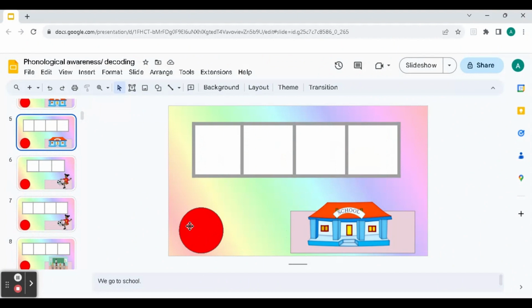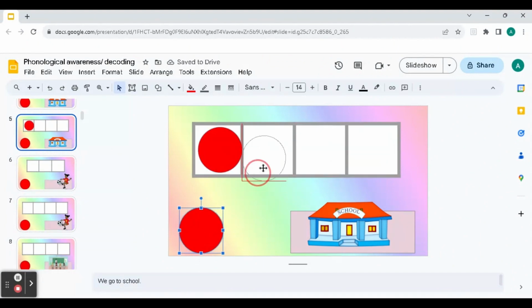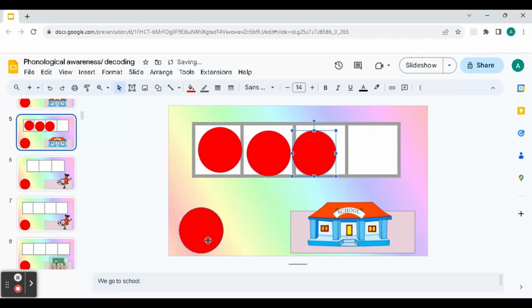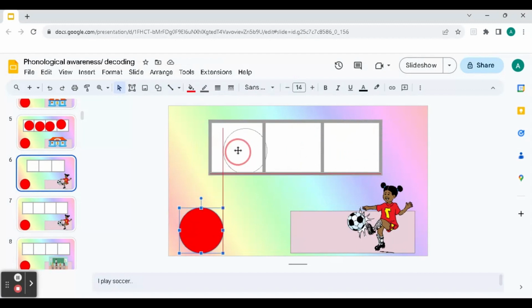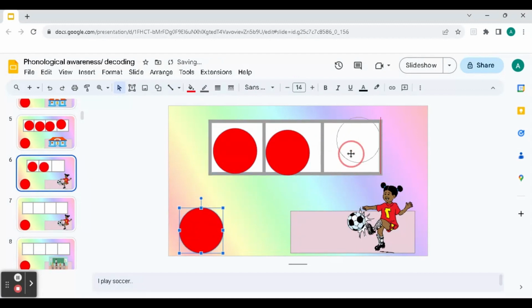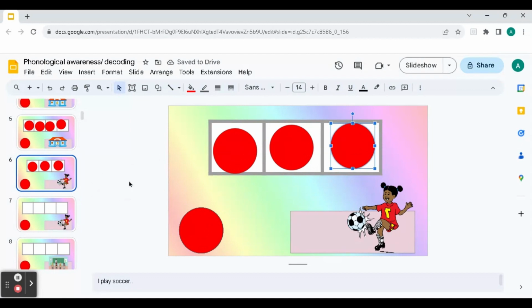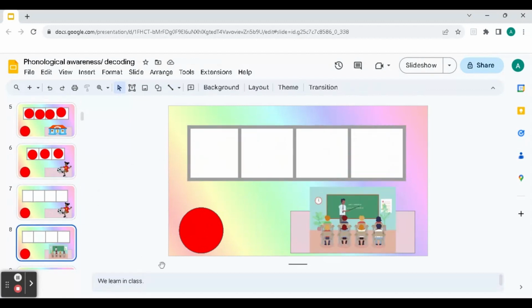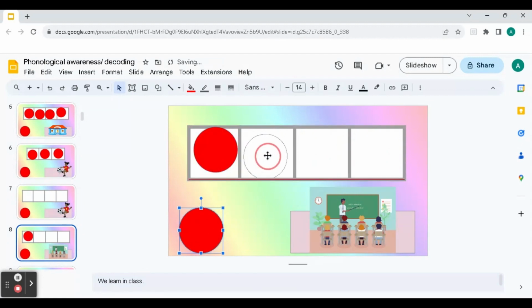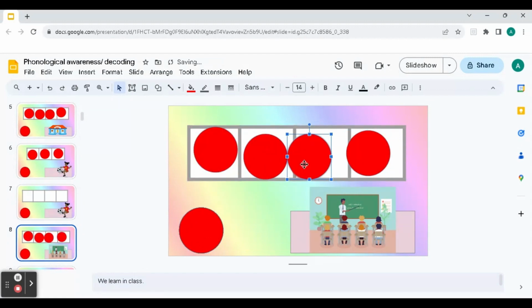We go to school. There are 4 words in that sentence. I play soccer. How many words do I hear in that sentence? There are 3 words in that sentence. We learn in class. How many word parts do I hear in that sentence? 4.